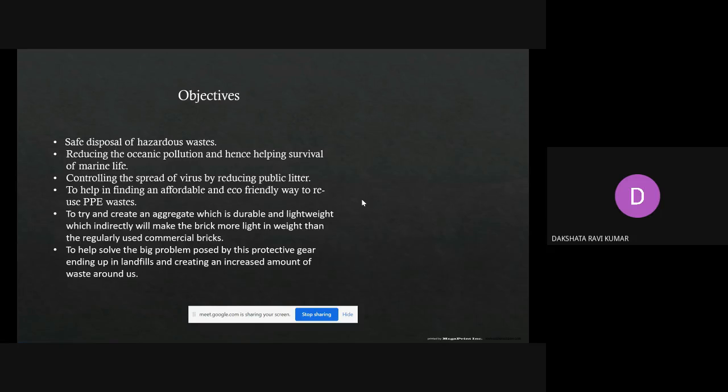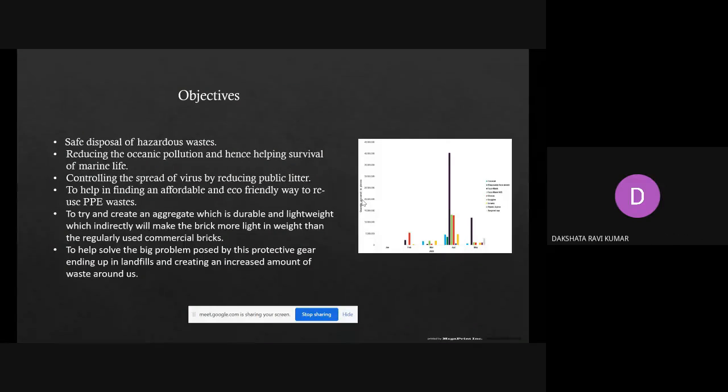And this is just a small bar graph of the number of masks that were produced. So here the y-axis shows the quantity produced in pieces, and the x-axis shows the months. So in 2020, the black part of the bar talks about the number of face masks. So around 4 crore face masks were produced in just the month of April, and it's been growing ever since. So yeah, this is one thing.